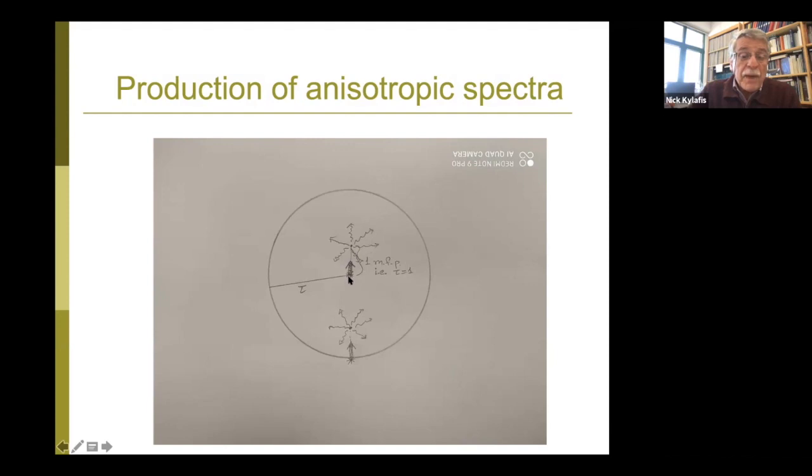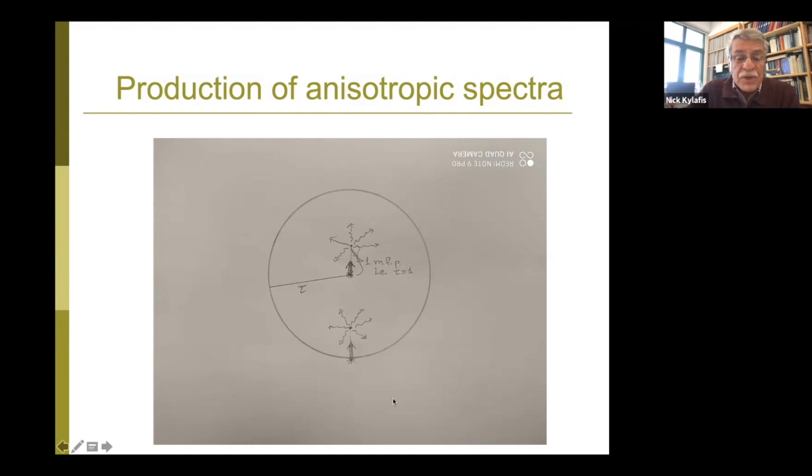So a point source that emits directed radiation, one mean free path away, optical depth equal to 1, above that becomes an isotropic source. Now these isotropic photons see an optical depth of tau minus one to the front, tau plus one to the back. They see different optical depths. Therefore, they will scatter a different number of times, and therefore the spectra will be anisotropic.